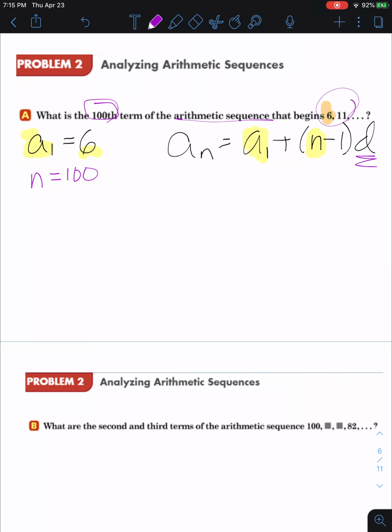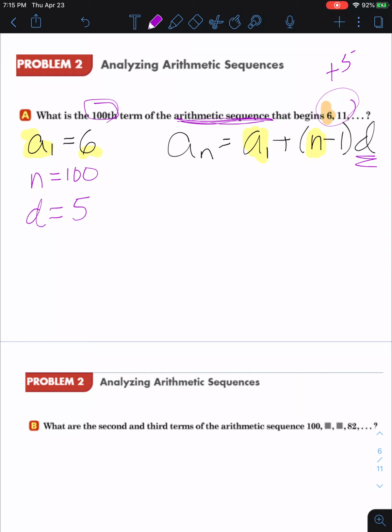Now, we defined this in the very first sentence of an arithmetic sequence. So 6 to 11 would be plus 5. So my d has to be 5. Even though we only have 2 terms, we identified that it was arithmetic, so we can take the second term minus the first term, which gives us a common difference of 5.